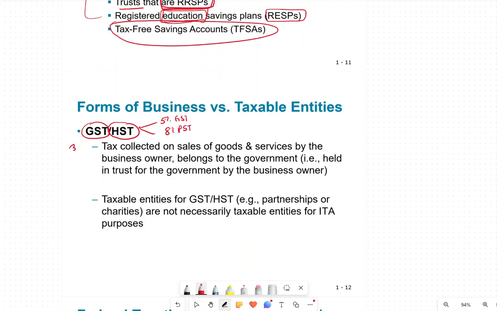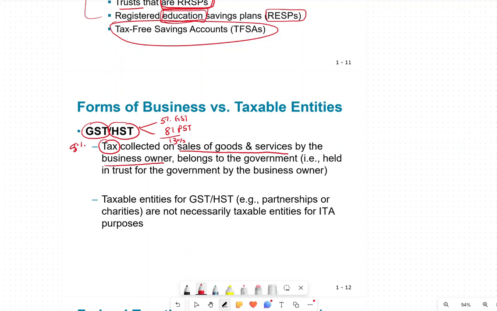So your GST is your 5%, which is goods and service tax. In Ontario, we pay 13%: 5% is your GST, and 8% is your provincial sales tax. This is called the tax collected on the sales of goods by the business owner. So when you sell something, you have to collect the tax. You are a middleman.